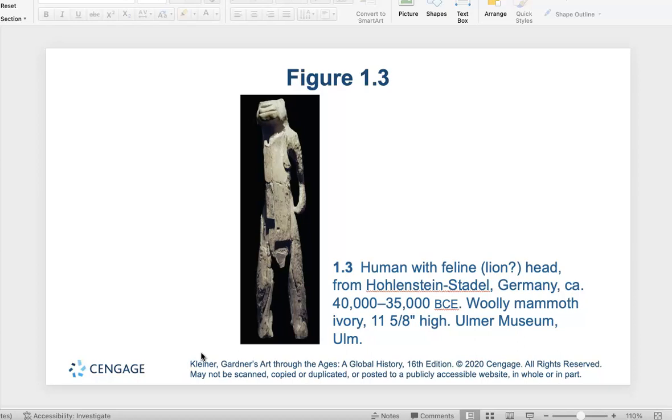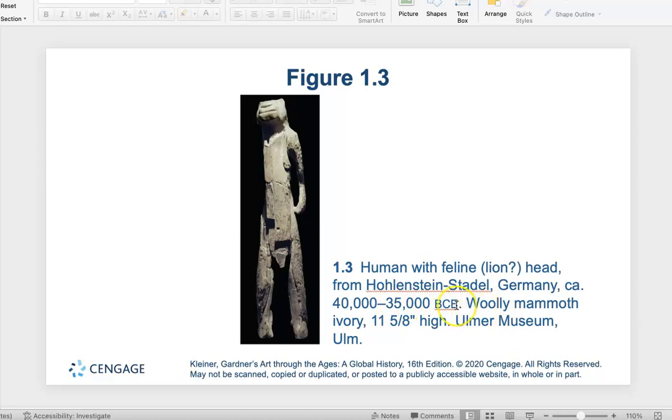I don't know. But what we're looking at here in this slide, the human with a feline, in parentheses, lion question mark head. I don't even know if they're sure if this is a feline. The head of this thing does look kind of like a lion, or a puma or something like that. I don't know. And it's a human body. Okay, it says human with feline head. So, most cats do not walk on two legs. That we know. So again, this is Paleolithic, 40,000 to 35,000 BCE.